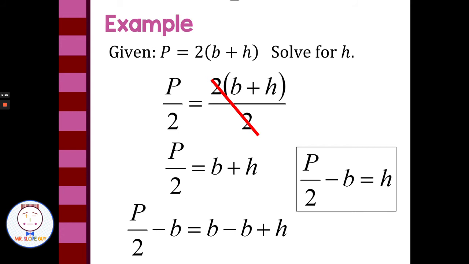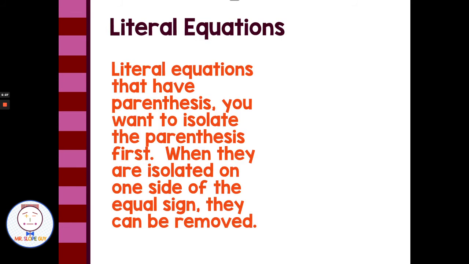So let's go through the steps we just did. With literal equations that have parentheses, you want to isolate the parentheses first, and when they're isolated on one side of the equal sign, they can be removed. So let's look at a problem where we do that.